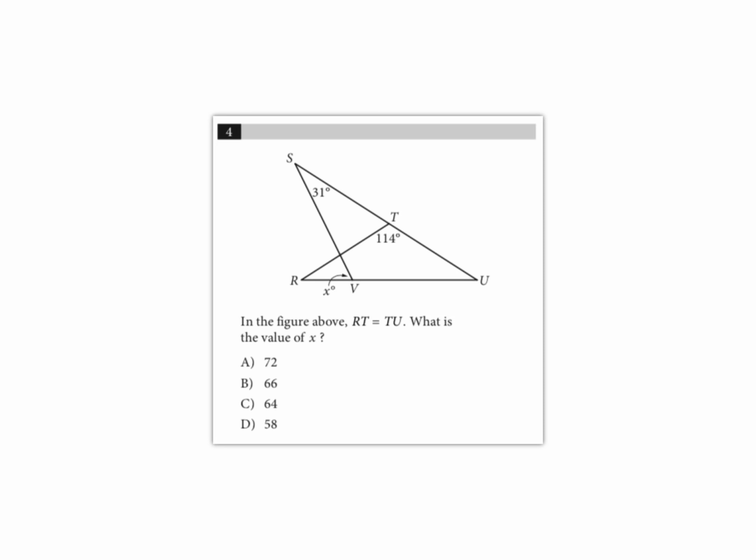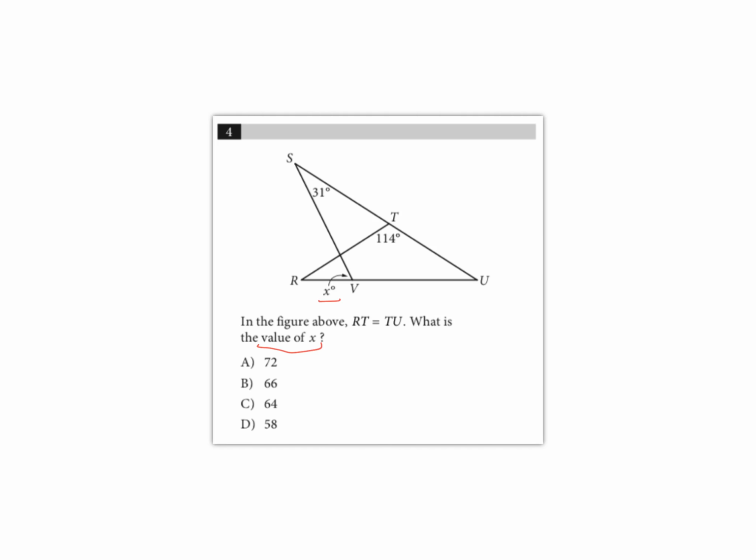Alright folks, last problem of the day. Let's go and read it. In the figure above, RT equals TU. What is the value of X? What are we looking for? We're looking for the value of X. To be more specific, X is an angle in our diagram.